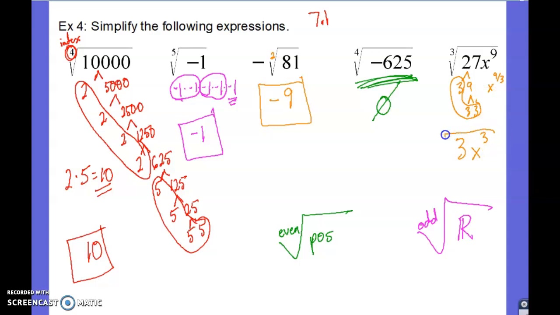The other way I've taught it is by writing out 9 x's, and every group of 3 gets written in front. So there's 1, 2, 3 groups of 3, so it becomes x to the 3rd.